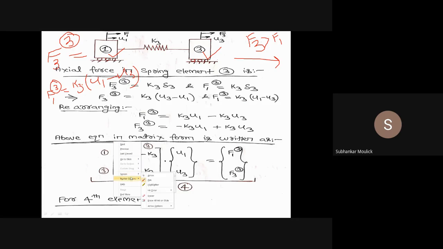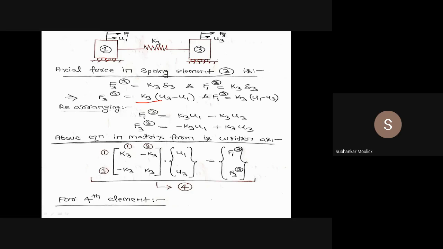Again, if we rearrange this equation and this equation, I can write F1 of 3 is equal to K3U1 minus K3U3, and in this equation F3 of 3 is equal to minus K3U1 plus K3U3.